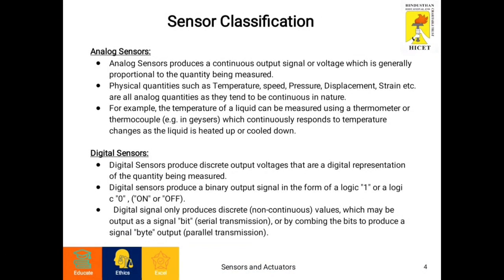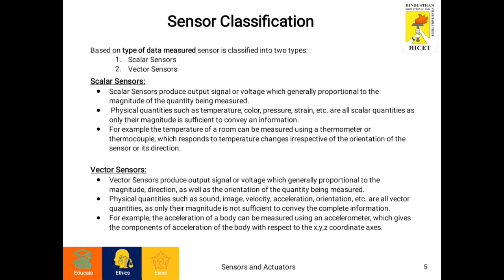The next type of sensor classification is based on type of data measured. Sensors are classified into two types. The first one is scalar sensor and the second one is vector sensor. Scalar sensors. What is a scalar sensor? The sensor which produces an output signal or voltage which is proportional to the magnitude of the quantity to be measured is known as a scalar sensor. Few examples of scalar sensors are temperature, gas, strain, color, and smoke sensors.